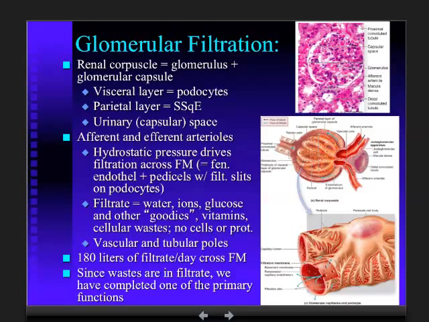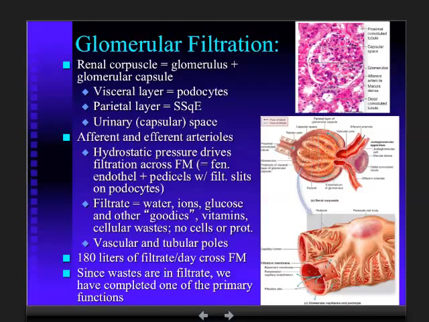There's a little animal that lives in the desert. It's called a kangaroo rat. The kangaroo rat has a really long loop of Henle. It goes all the way down to the floor. Guess what? It can concentrate its urine 12 times. Not 4 times. It can concentrate its urine 12 times.